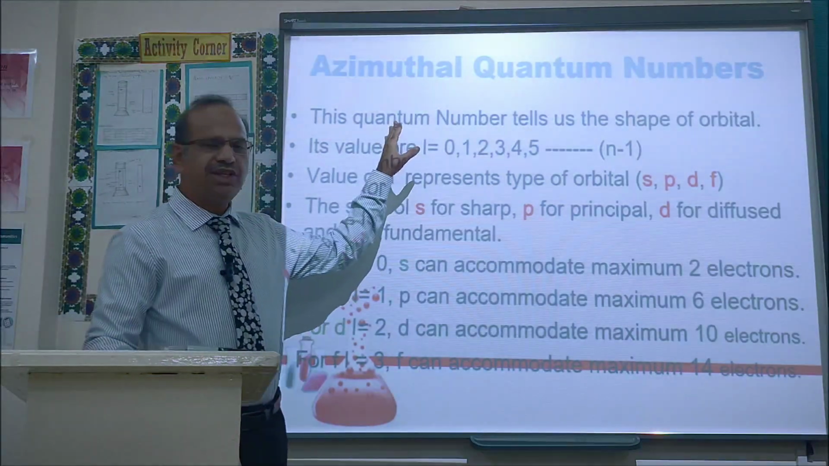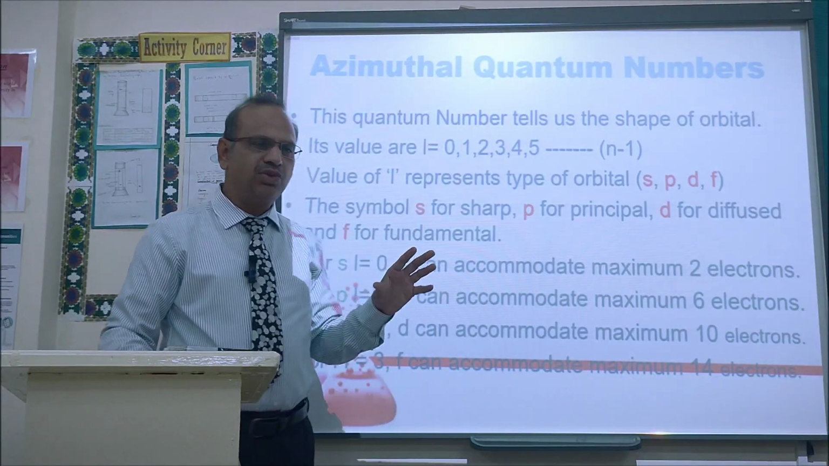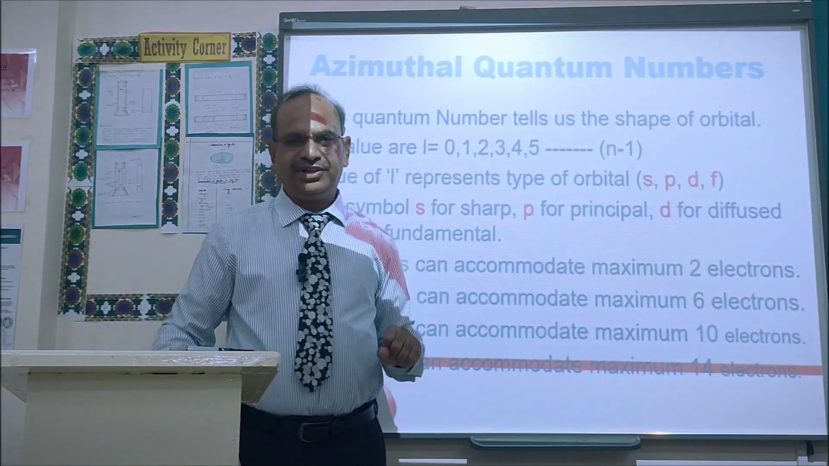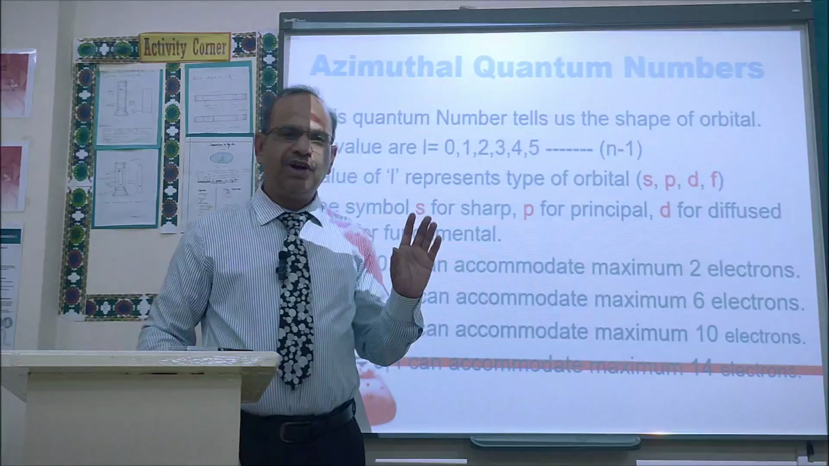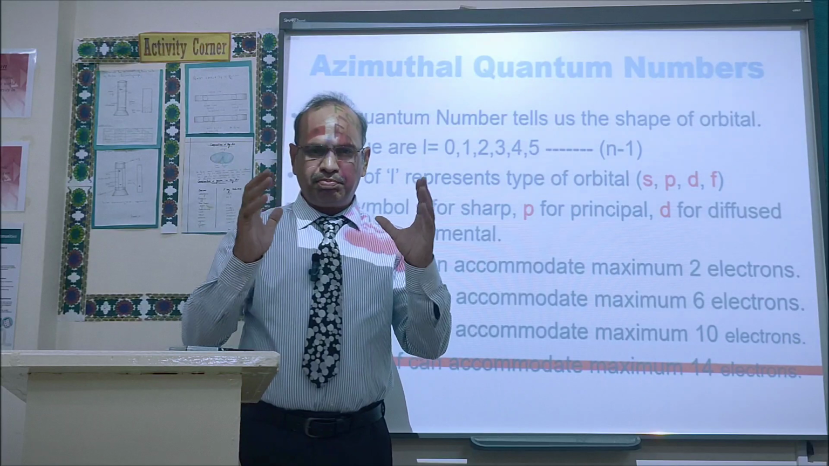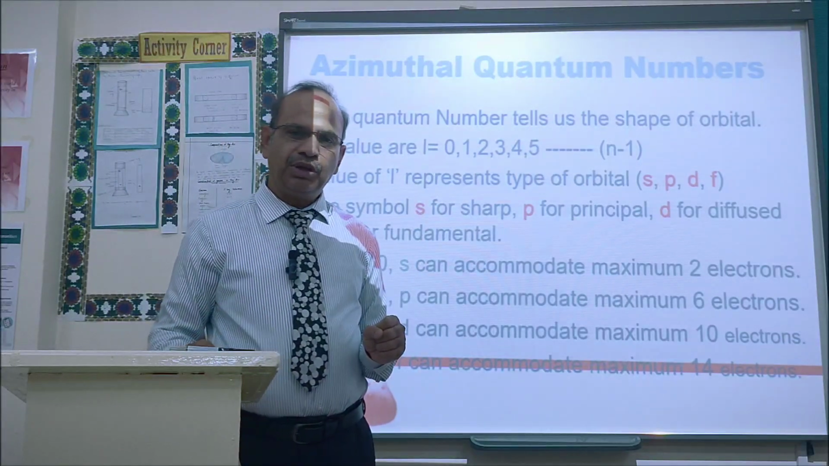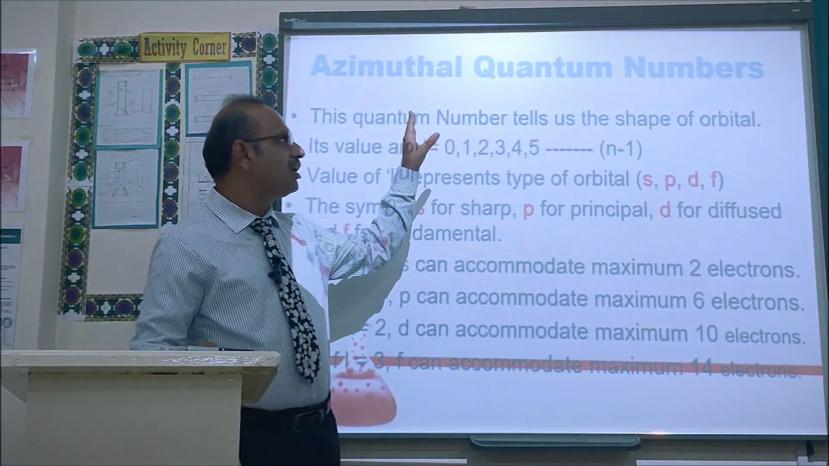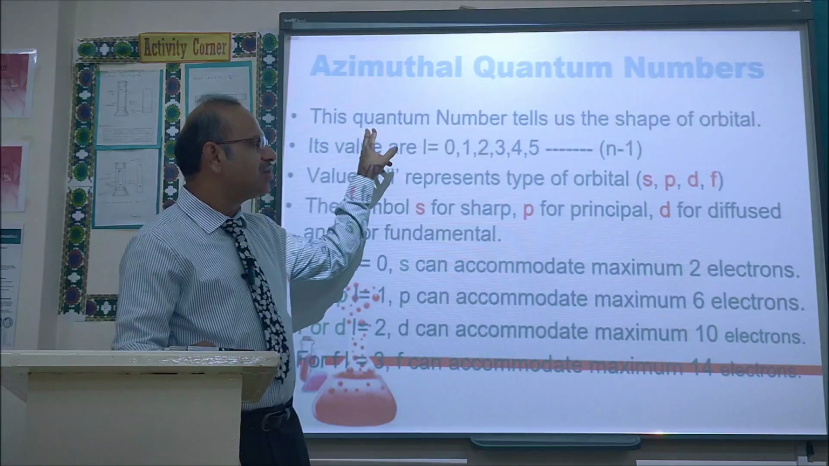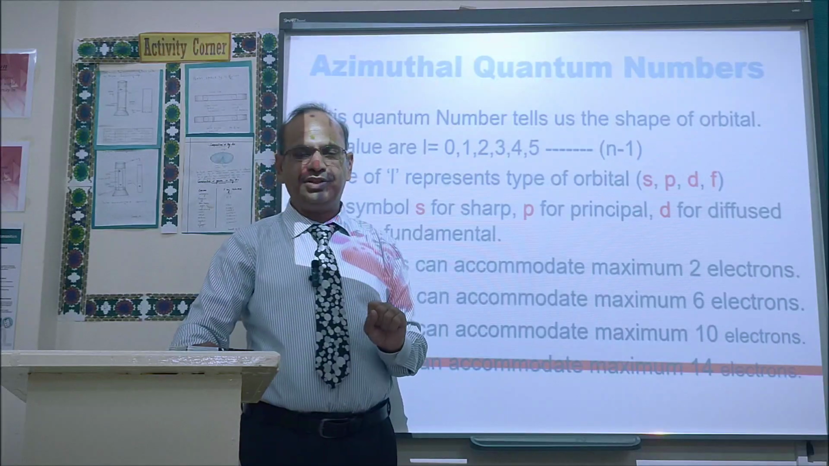The second quantum number is the azimuthal quantum number. The azimuthal quantum number actually gives the answer to a defect of Bohr's model. In Bohr's model, there was one defect: when the spectral lines were observed with a powerful spectrophotometer, they split up further. The answer to that is given by the azimuthal quantum number. What is its function? The azimuthal quantum number tells us about the shape of orbitals.